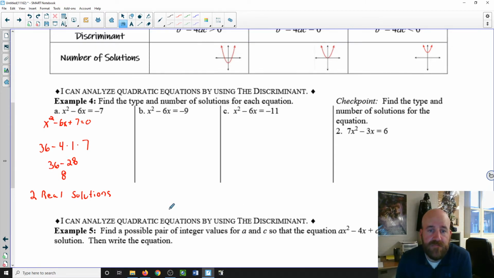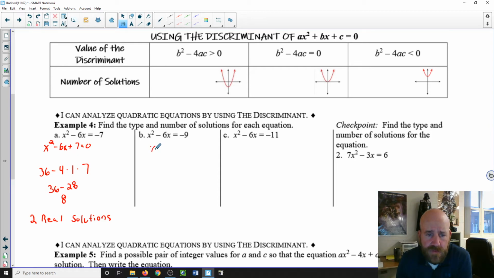Okay, so same thing here. Plug in our a, b, and c after we move everything over. So add 9. Now we get b squared is 36 minus 4 times a times c. So in this situation we get 36 minus 4 times 9, which is 36. So we know that should be 0, which if it's equal to 0, we're going to have 1 real solution.